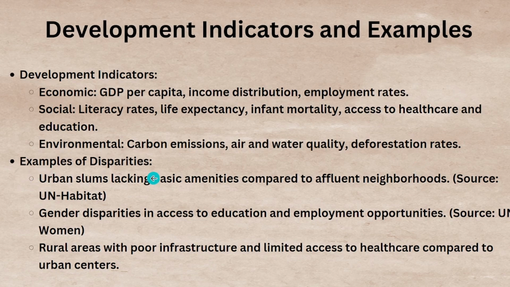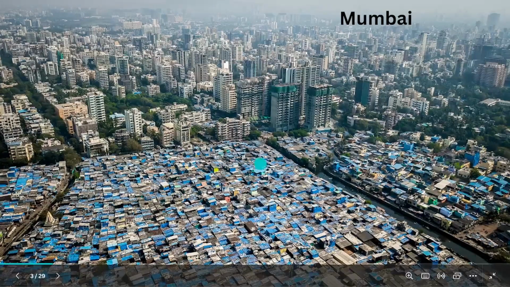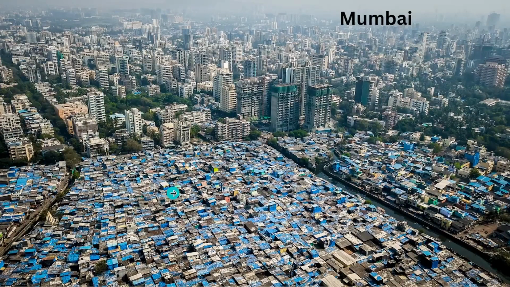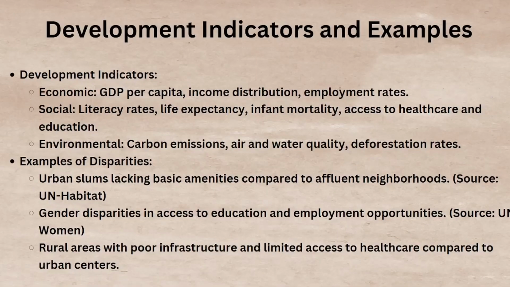So, examples of disparities. Disparities means when we see all these, we get to know some people are not getting development and some people are getting developed. So, urban slums lacking basic amenities compared to affluent neighborhoods. This is a very good point we discussed in the first slide of our chapter. If you remember, I will take you back there. Yeah. So when there are slums, they don't have basic facilities. They don't have clean water. So all these indicate that these people will have facilities, but these people will not. So these are very good examples.